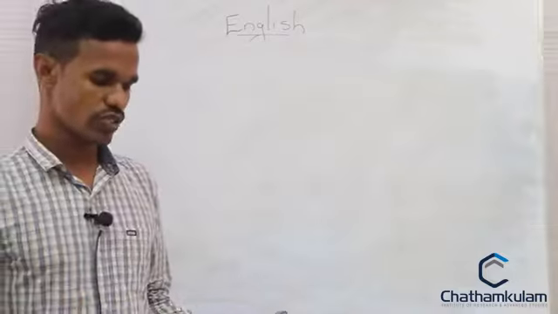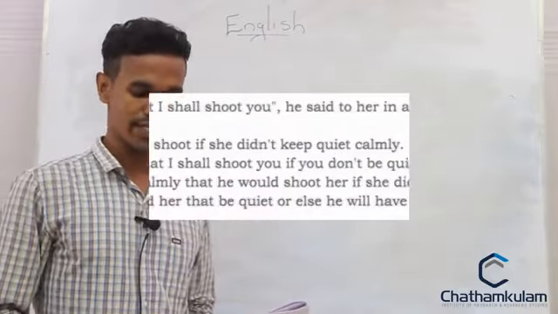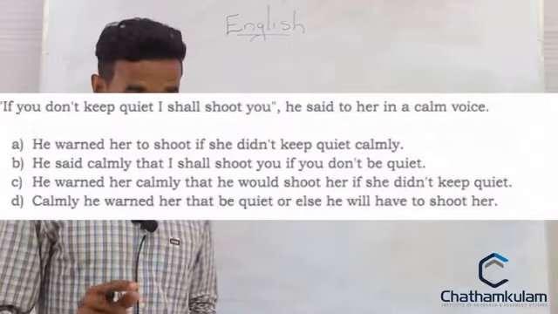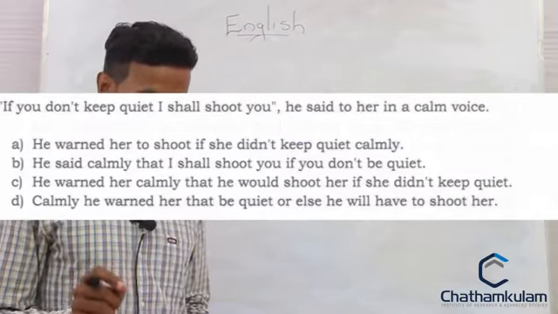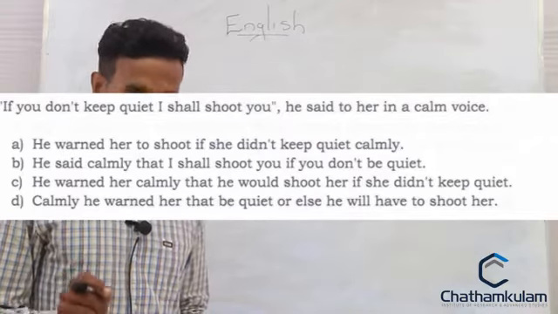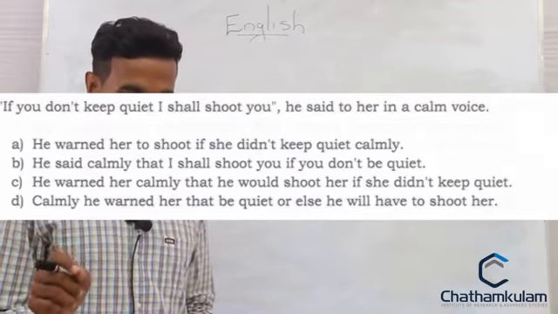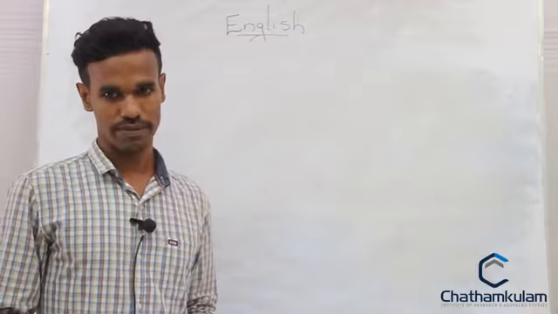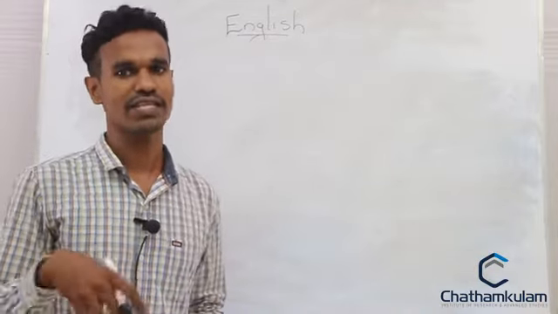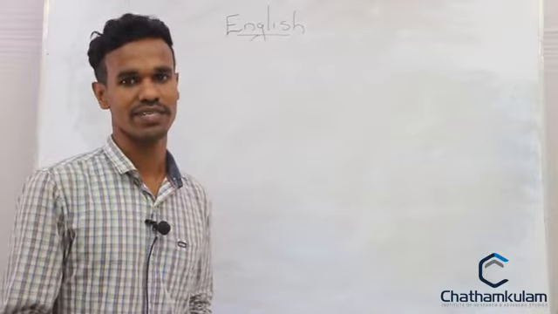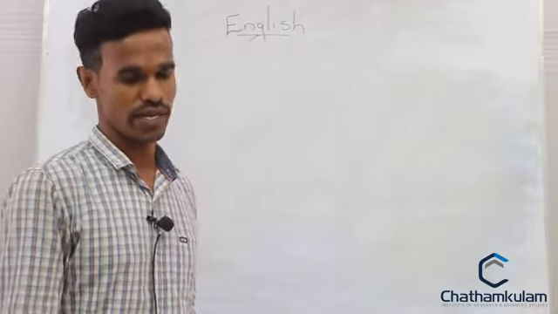Next question is, "If you don't keep quiet, I shall shoot you." Okay, the complete sentence is in the inverted comma. It's not a simple sentence. "If you don't keep quiet, I shall shoot you," he said to her in a calm voice. So we can imagine what the situation is, and while we are converting into indirect speech, what kind of change will be added with that.